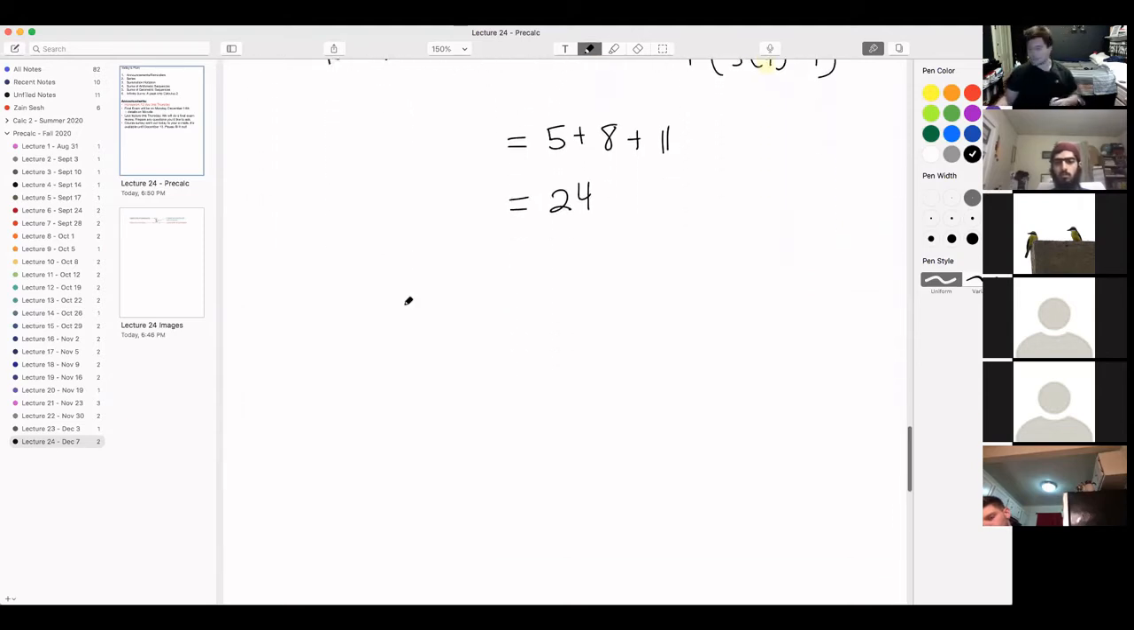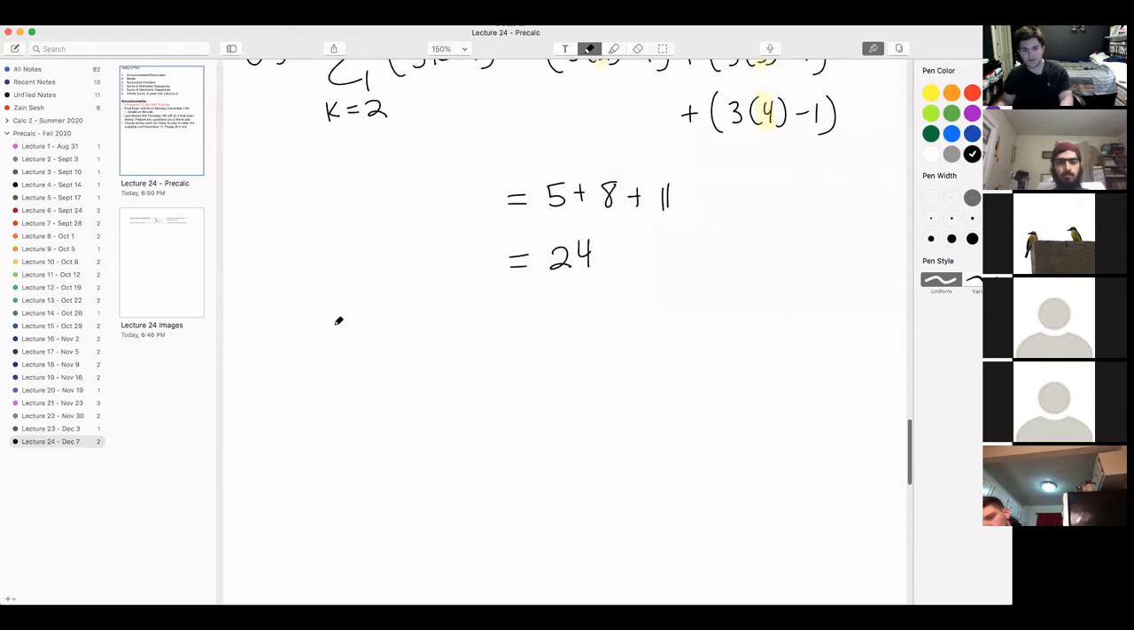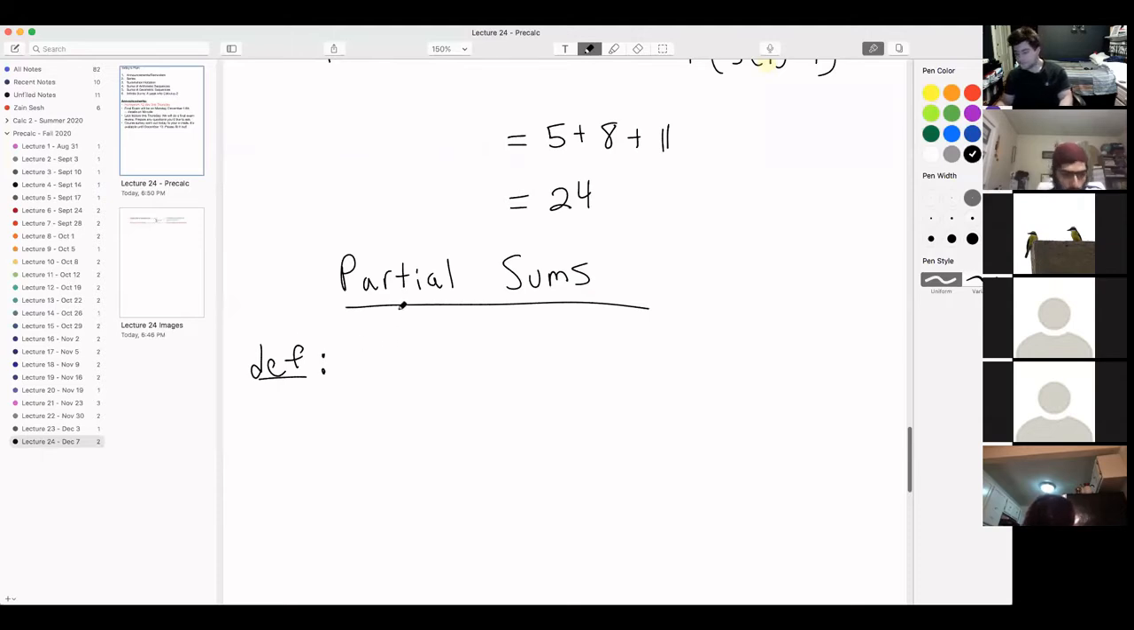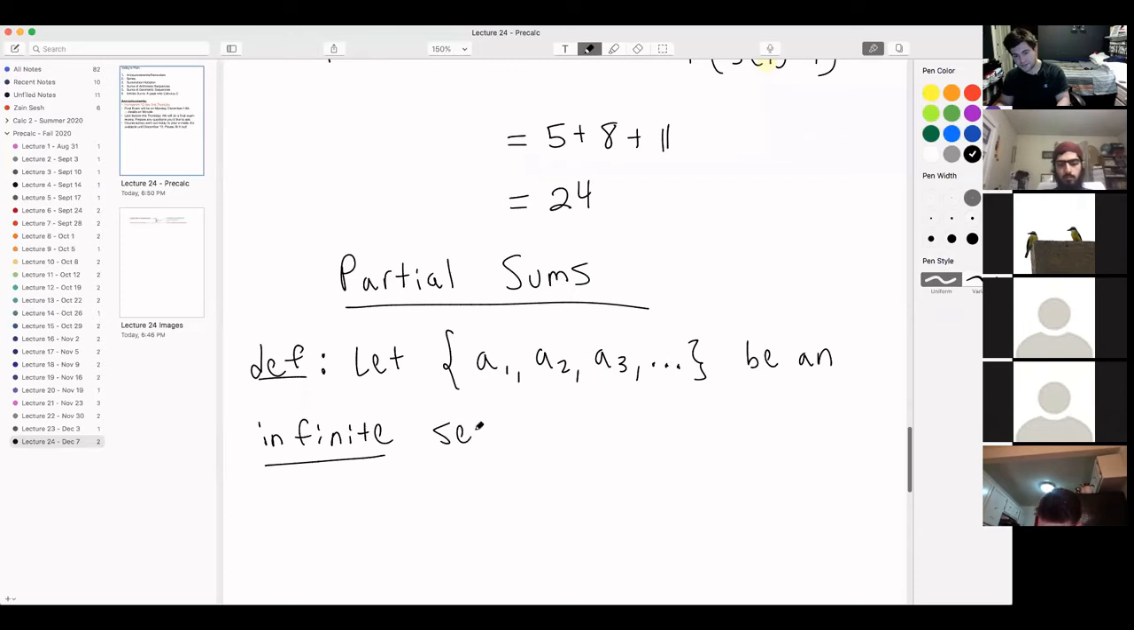Okay. Good. All right, so let's move on. So I need to talk about something called partial sums. Okay, partial sums. Let's give a definition here. So let A1, A2, A3, dot, dot, dot. So this is now going to be an infinite sequence, okay? So let this be an infinite sequence, okay?